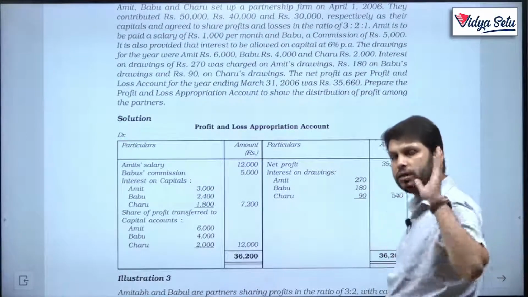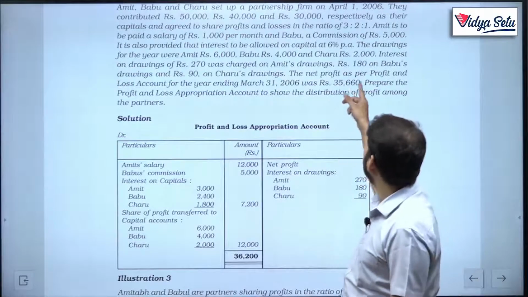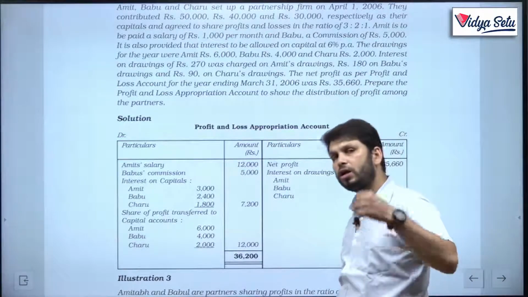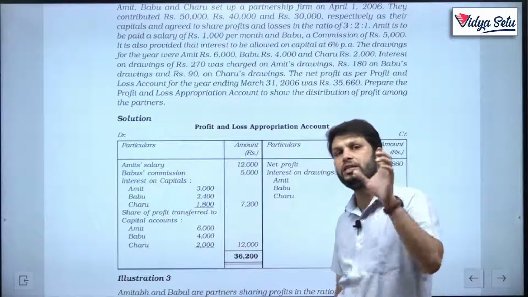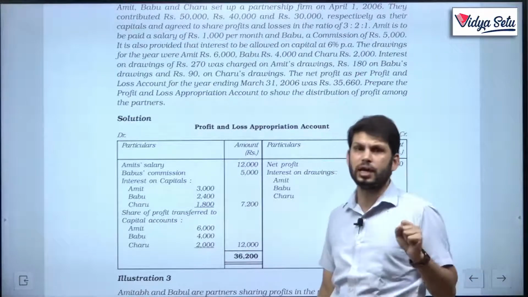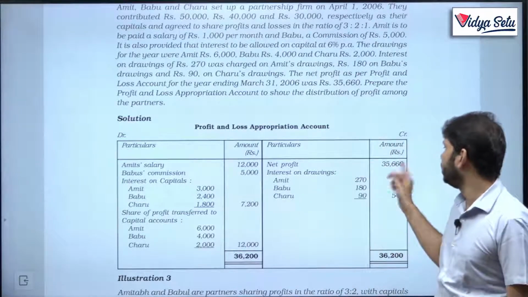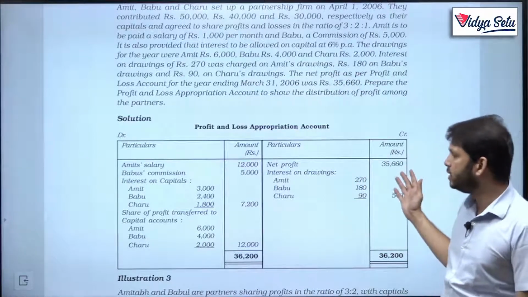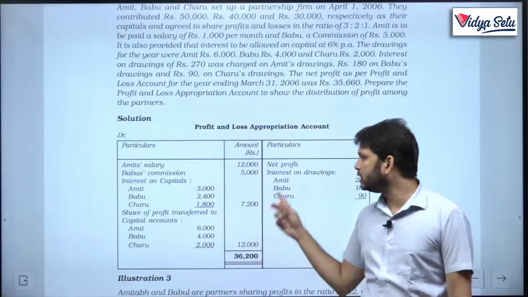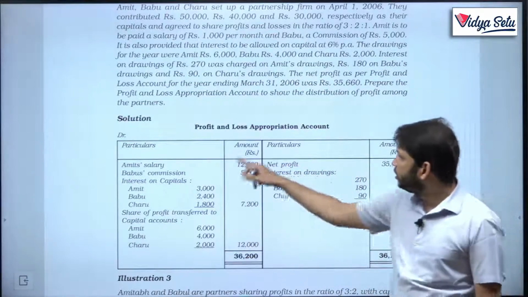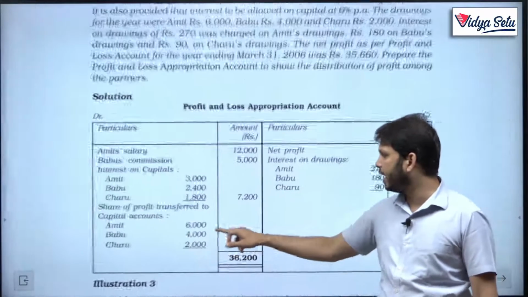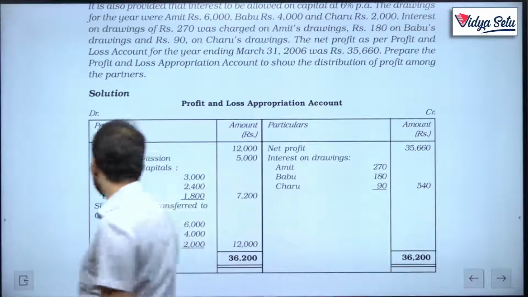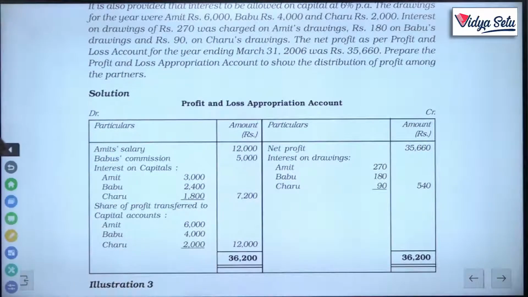We know that if this net profit is from the profit and loss account, or the question has already given that this net profit is before making any adjustment, then we'll write it down here. Interest on drawings is already given. Once we have all these things, we'll take the total, deduct all these, find out the net profit, and this net profit will be distributed in their profit sharing ratio.